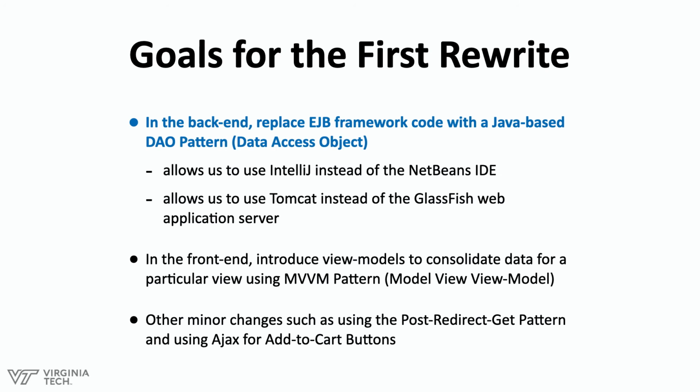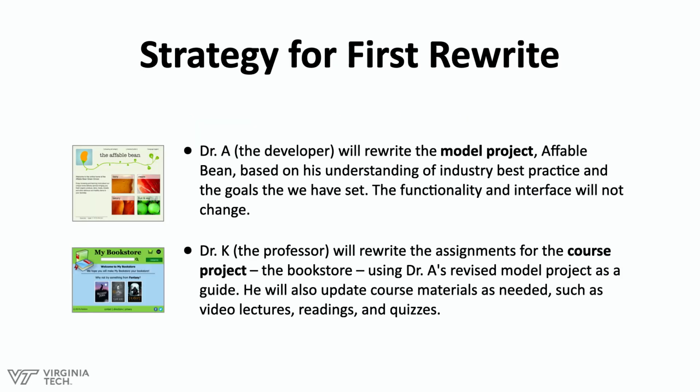The major goal of the first rewrite was to get rid of the EJB framework. We decided that we did not want to just replace it with another framework like Spring. Instead, we wanted to implement a data access object pattern from scratch using Java and JDBC. We settled on a very distinct separation of responsibilities for the first rewrite. In retrospect, this separation ended up serving us very well.